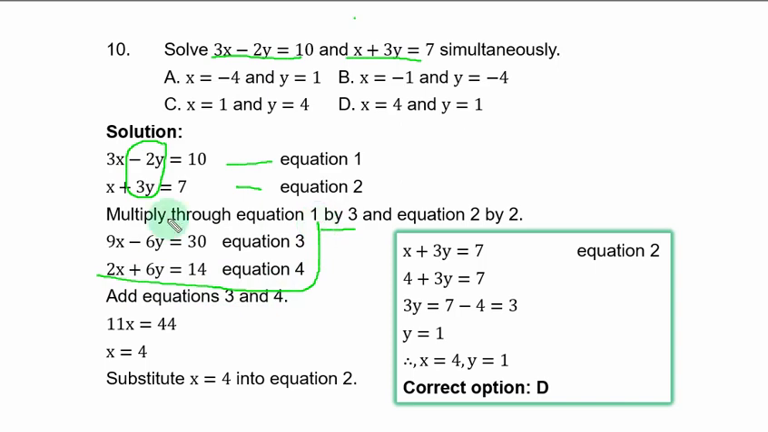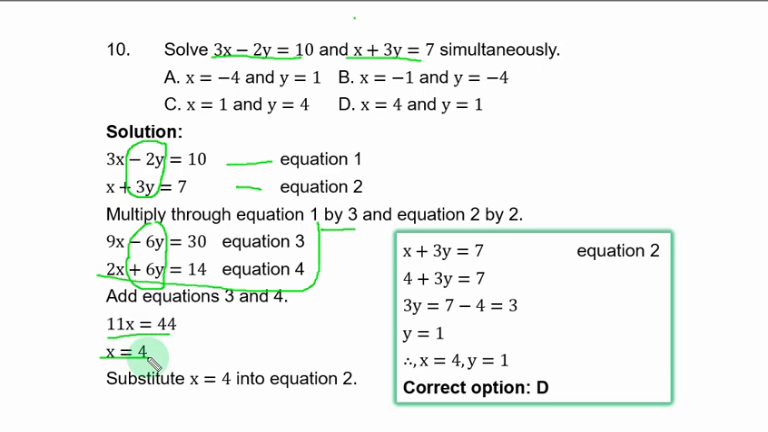Here you add because the coefficient of y, they have opposite signs in both equations. If the signs are opposite, you add. If the signs are the same, you subtract. So if you add, you have 11s equal to 44. Divide through by 11, s is equal to 4.